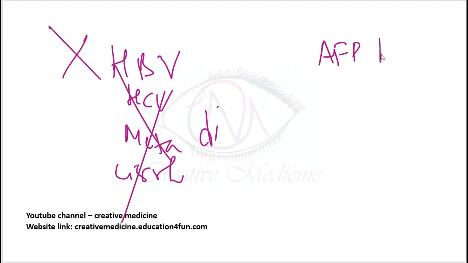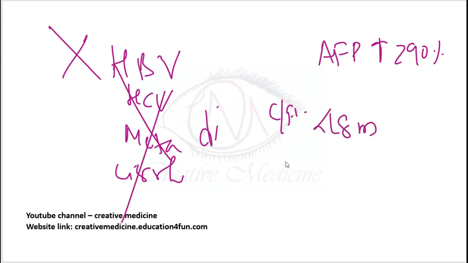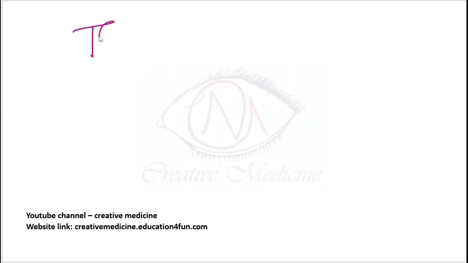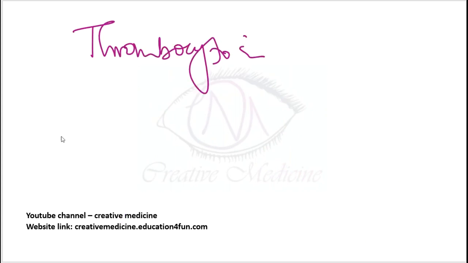AFP is raised in more than 90% of these patients. If you see the clinical features, it is seen in less than 18 months of age, and all patients are less than 3 years of age. The presentation is an asymptomatic palpable intra-abdominal mass. Characteristically, you will see thrombocytosis in the patient.